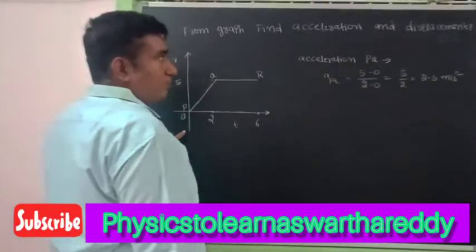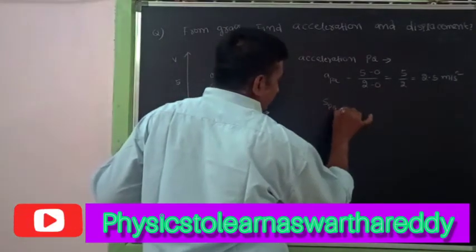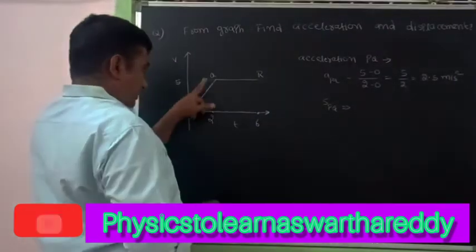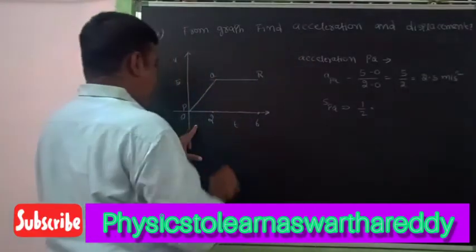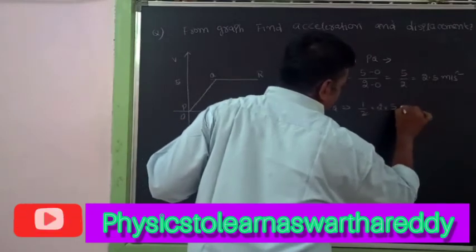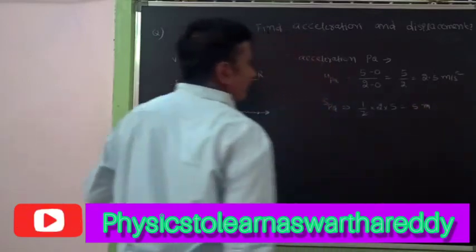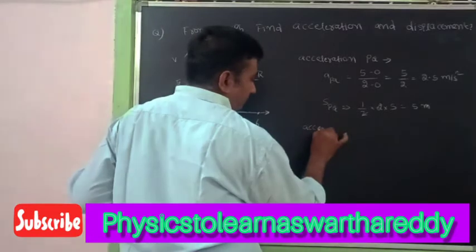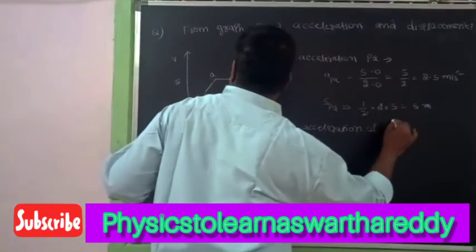Then what about its displacement? Displacement of PQ is the area of this triangle, which is half into base into height. Here the base I can take as 2 into 5, which is 5 meters. In the same way, acceleration of QR. So anybody? Acceleration of QR.